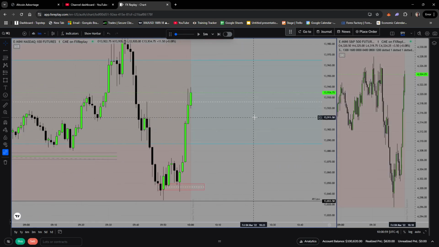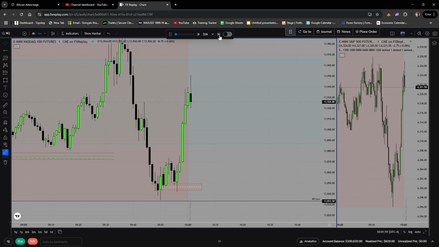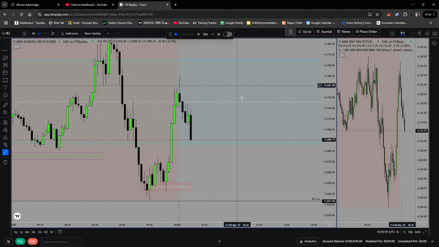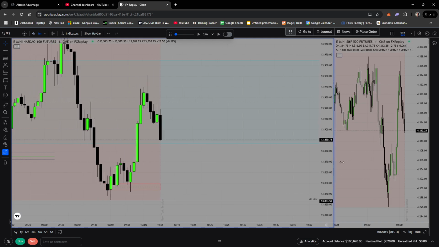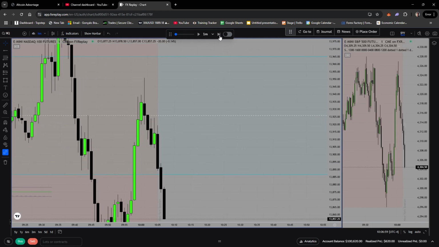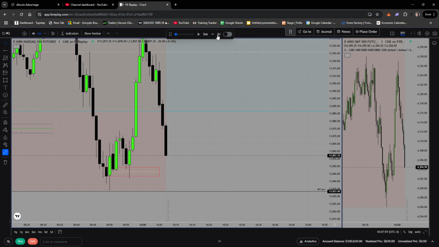But that does not mean we're going to continue being bullish here. So let's see how price delivers. Okay. Not seeing anything I want to engage with.